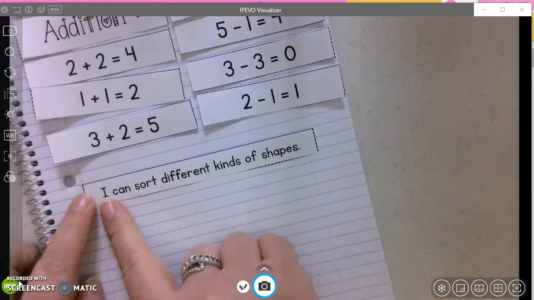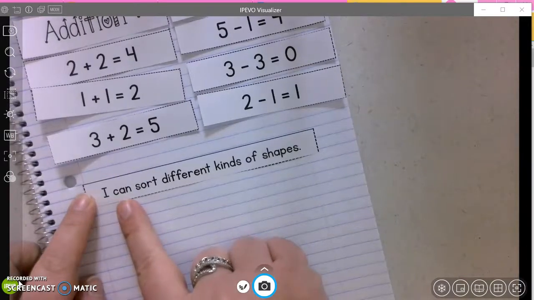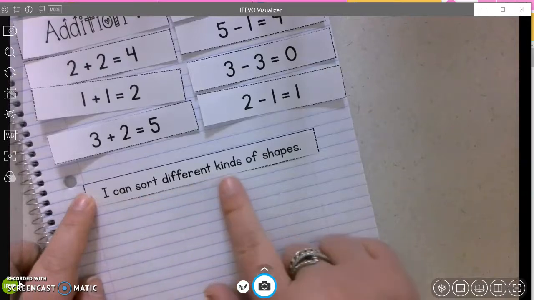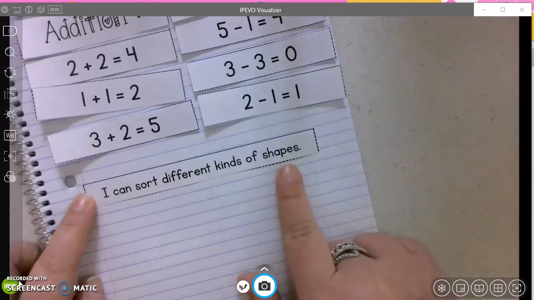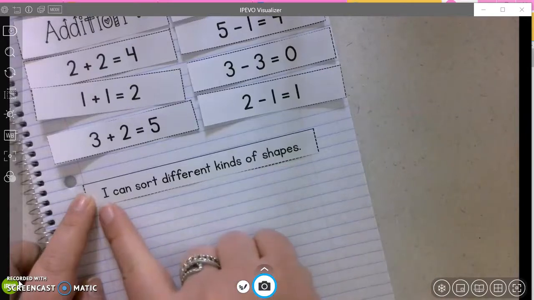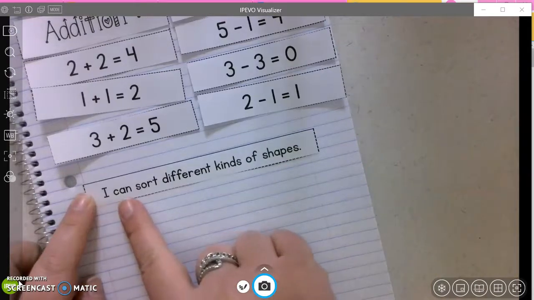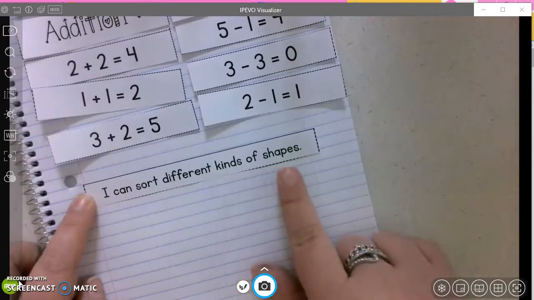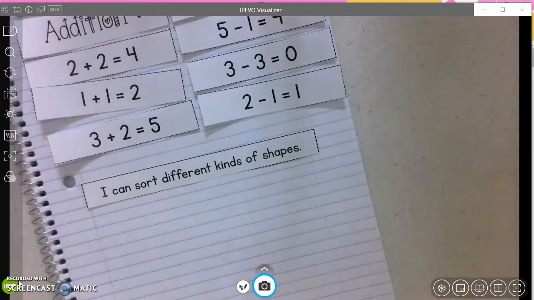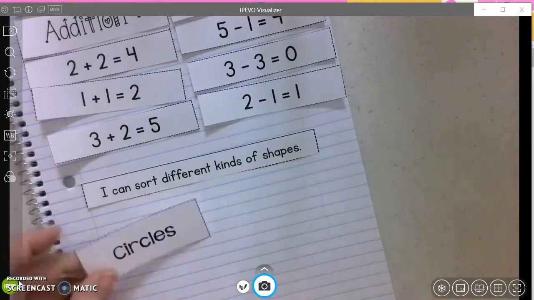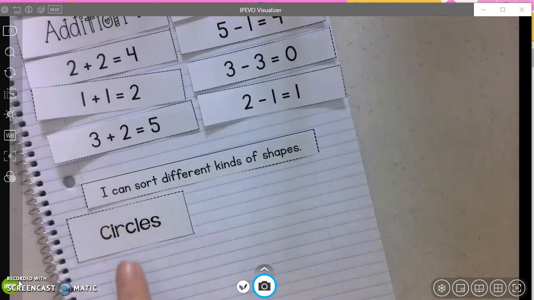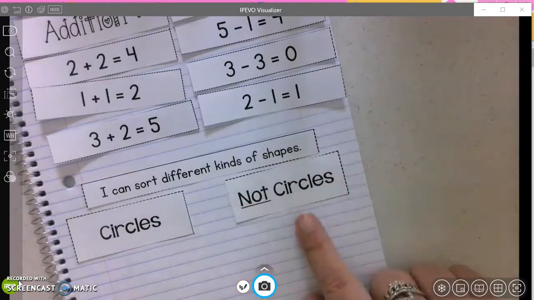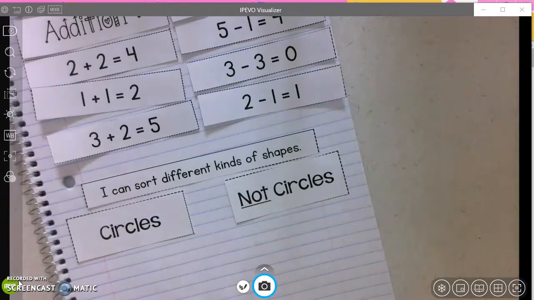Point to the first word with me. While I read, you point to each word, okay? I can sort different kinds of shapes. Okay, you read it with me now. I can sort different kinds of shapes. Good job. So, we are going to sort shapes that are circles and shapes that are not circles. Okay?